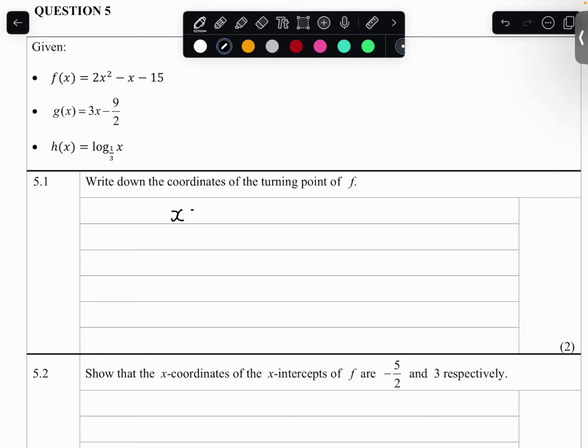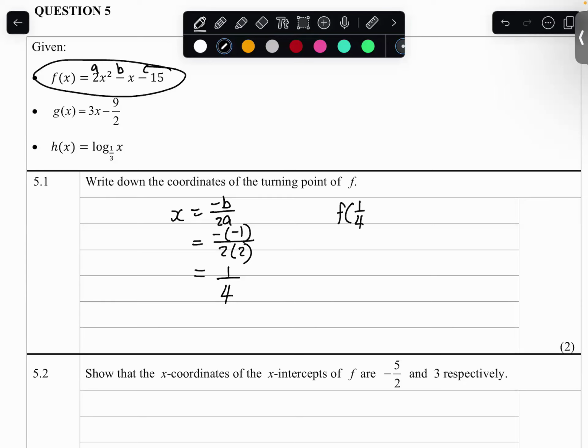Simple enough. You go x is equal to minus b over 2a. That gives me minus into minus 1 over 2 into a, which is this. We're looking at this, right? This is a, that's b, that's c. That gives me a positive 1 over 4. Take that sub back in. So we have f of a quarter is equal to 2 into a quarter all squared minus a quarter minus 15. Punch that in on the calculator. It gives you minus 121 over 8. So your turning point's coordinates, write it down nicely because they asked you for a set of coordinates, is a quarter and minus 121 over 8. That's the turning point's coordinates.